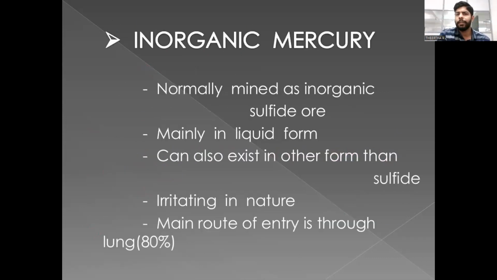Inorganic mercury is usually mined as inorganic sulfide ore. It usually exists mainly in the liquid form. It can also exist in other forms other than sulfide. It is irritating in nature and the main route of entry is through the lungs.